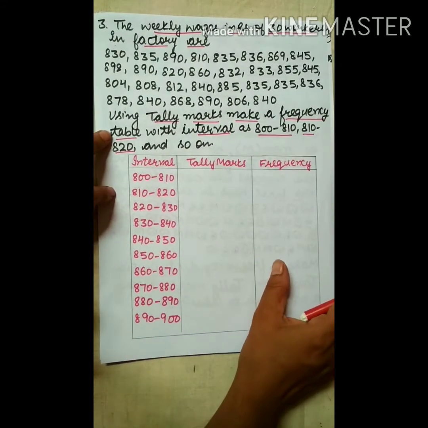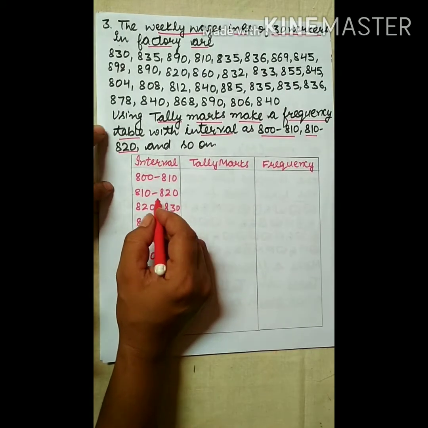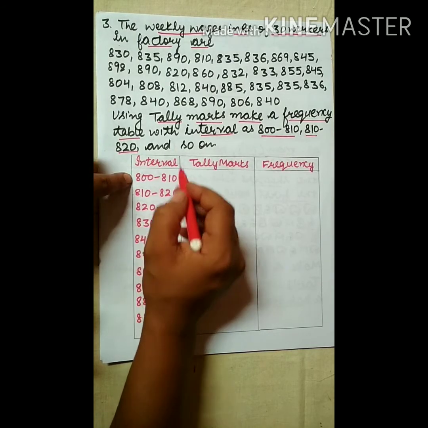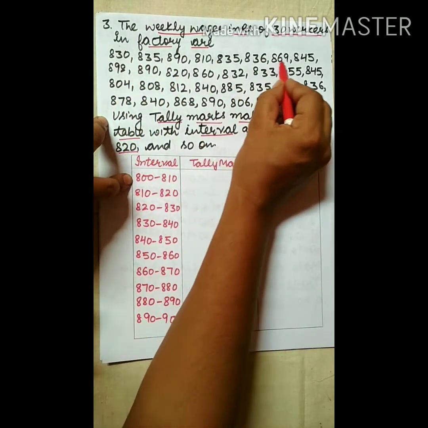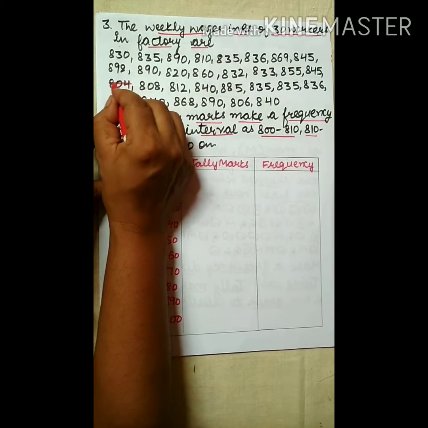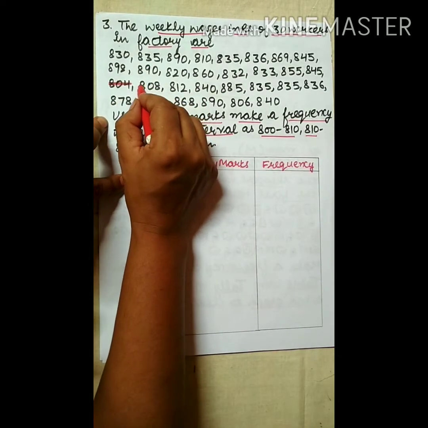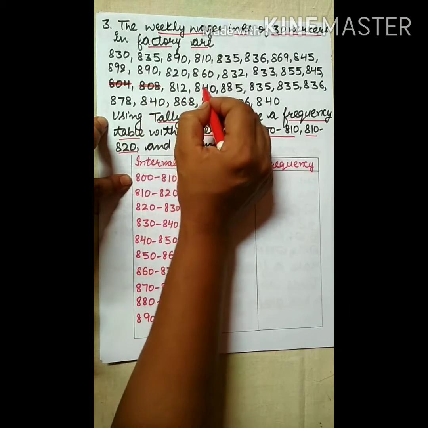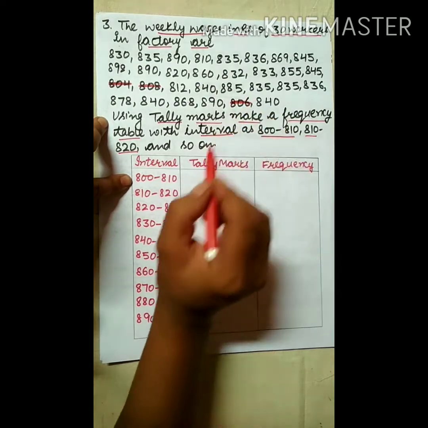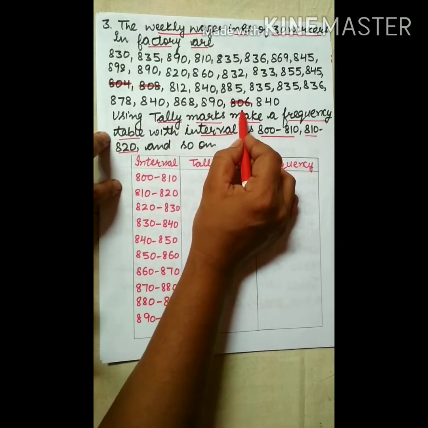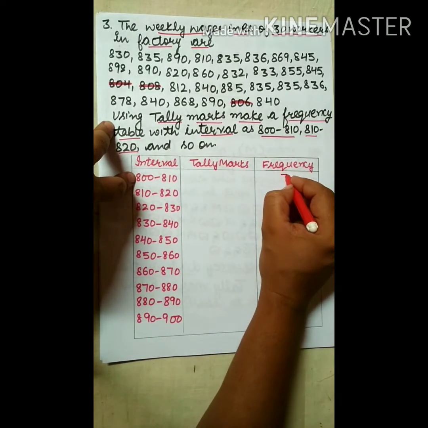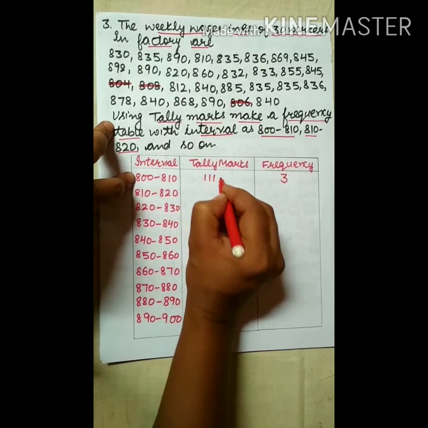Now, firstly, the first interval is 800 to 810. So I will find out the numbers which are lying from 800 to 810. So see from here. This is 804. I will just mark like this. This is 802. Then is 806. So I have 3 values here which are lying between 800 to 810. Frequency is 3. Using tally marks, I will write down this.